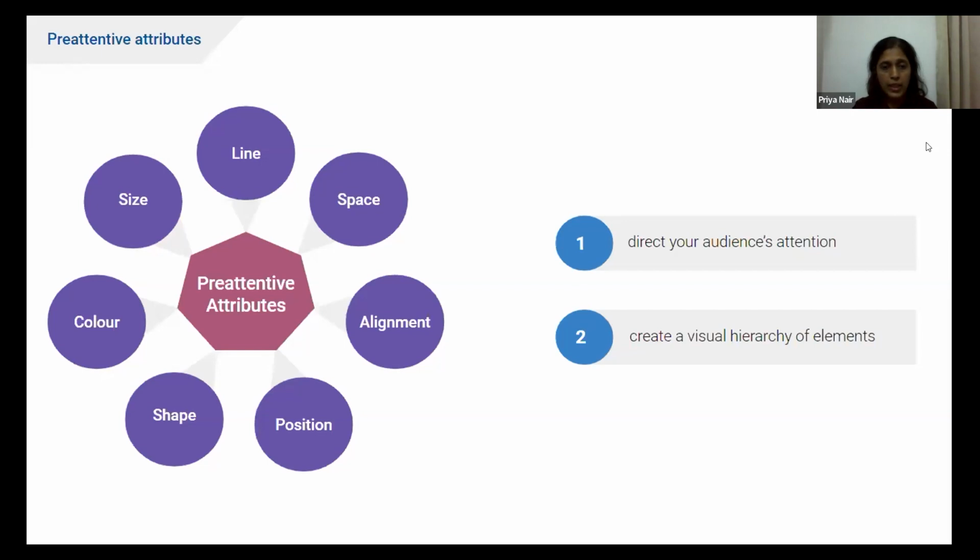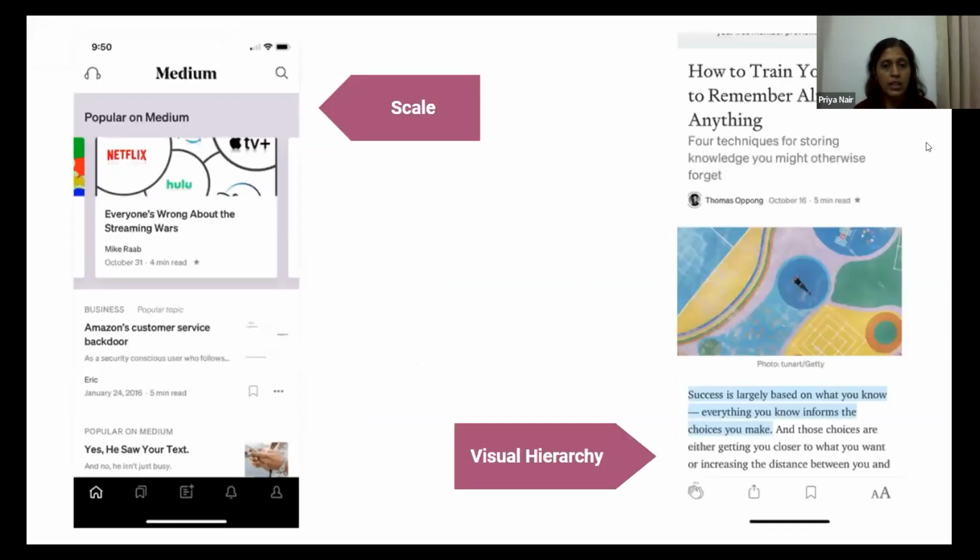Then we'll go to the next one, the second one, the scale. Now, this is a small screenshot I've put of a Medium app.